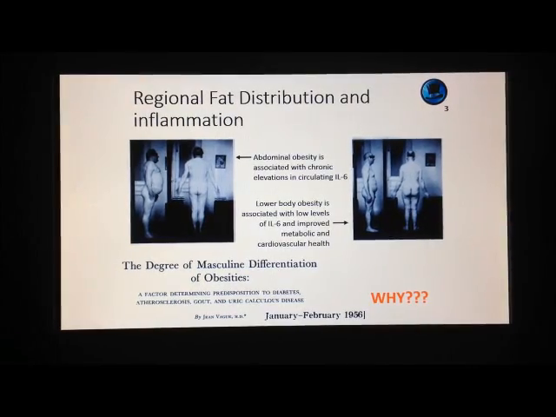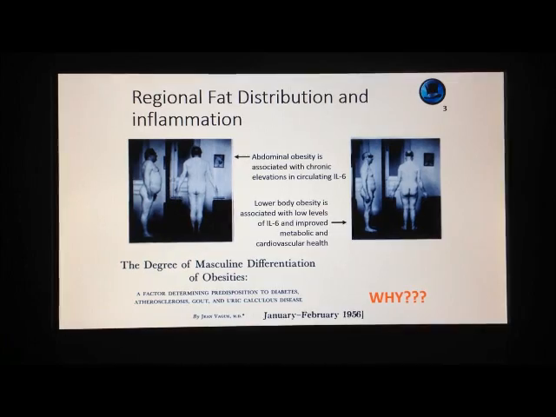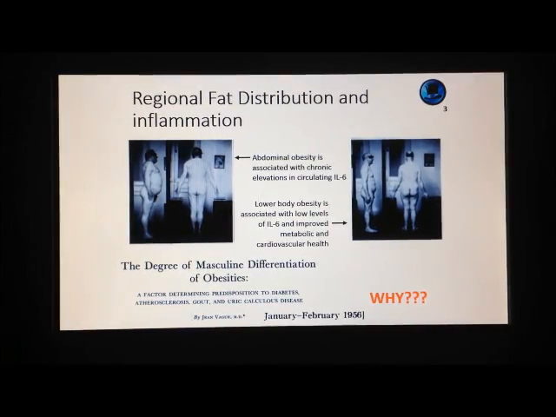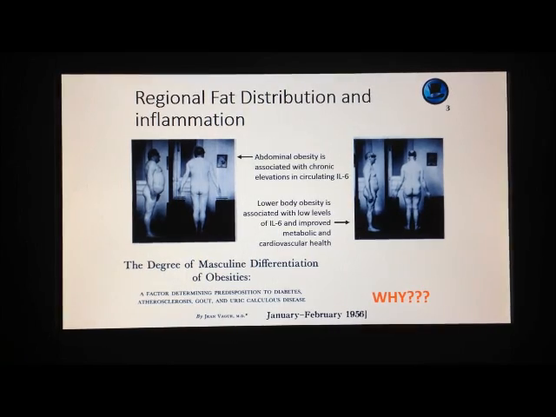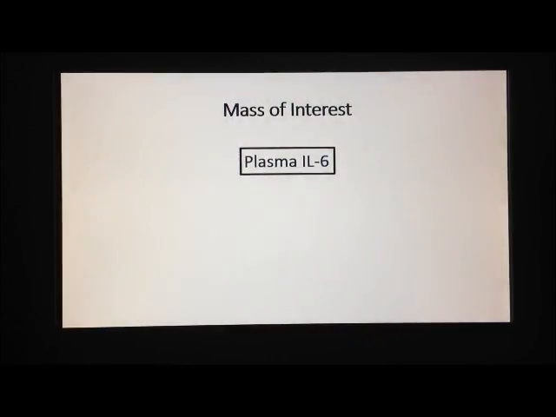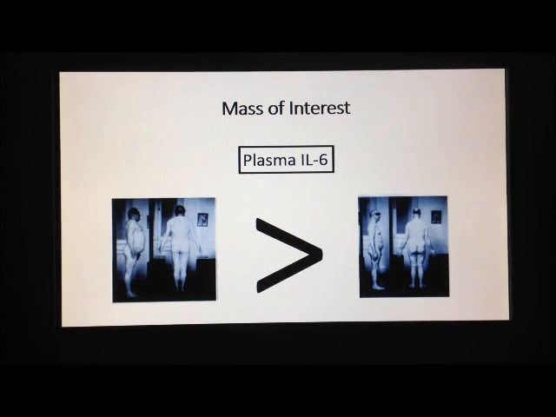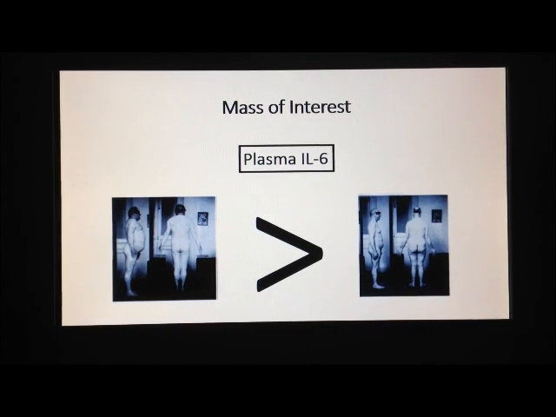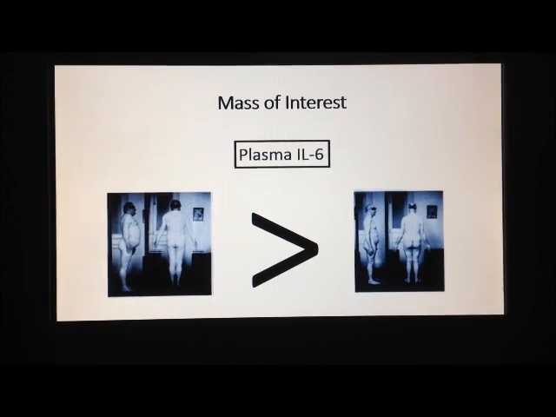So today we're going to answer why abdominal obesity is associated with increased levels of circulating IL-6 compared to lower body obesity, which is associated with lower levels of IL-6. In this slide we have our main interest, which is plasma IL-6, which we are saying is higher in abdominally obese individuals than in those who have lower body obesity.